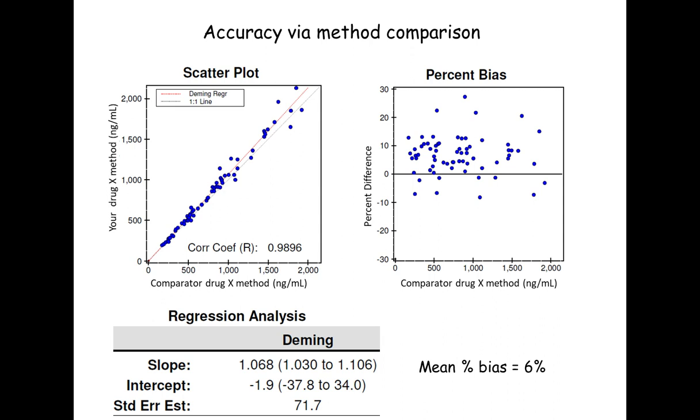And so I said earlier you should set your acceptability criteria ahead of time. The problem when you do something like this is that if you're not comparing to a reference measurement procedure or a certified reference material, then you actually don't know who's right. So in this case, I would say a mean bias of 6% between us and the comparator method would be acceptable.